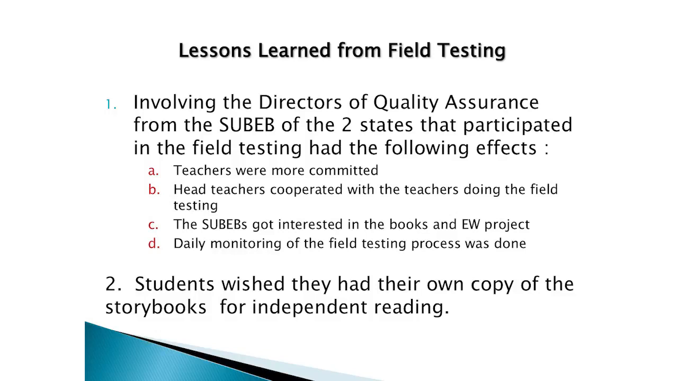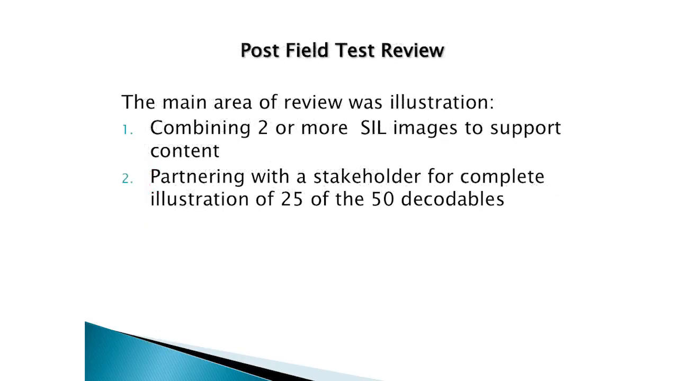Now, one thing we learned also was the fact that there is this desire by these students to get hard copies of books to read, to use for independent reading. And so the need to produce these books for use by the children was something we learned from the field testing. Now, after the field testing, one of the purposes of the field testing was to get input for review of the books that were written. So the main area of review that came about from the field testing had to do with illustration. One of the feedback was the fact that some of the pictures were not supporting comprehension on some pages.